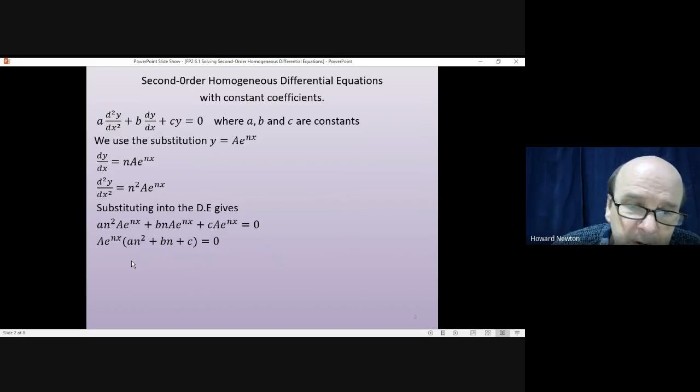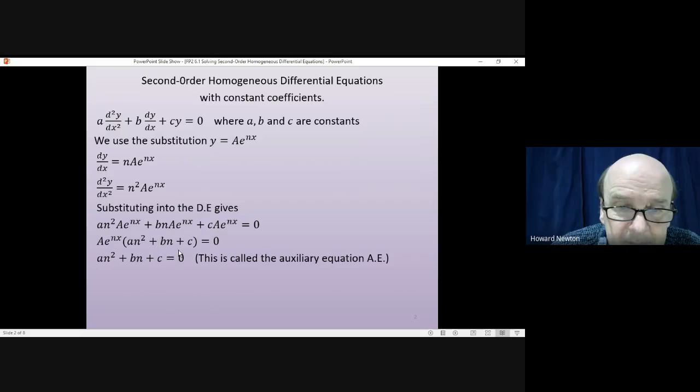Now for this to equal 0, one of these two things has to equal 0, but exponential functions never equal 0. So that means that an squared plus bn plus c must equal 0. This equation has a special name. It's called the auxiliary equation. Often that's just abbreviated to AE.